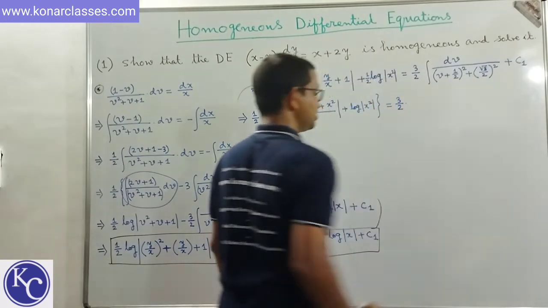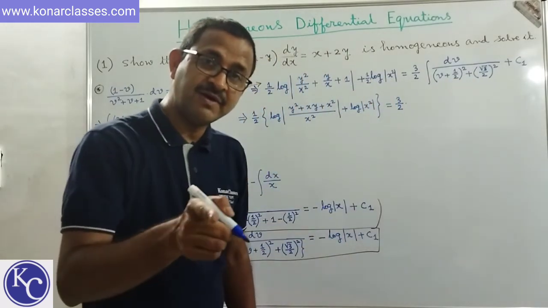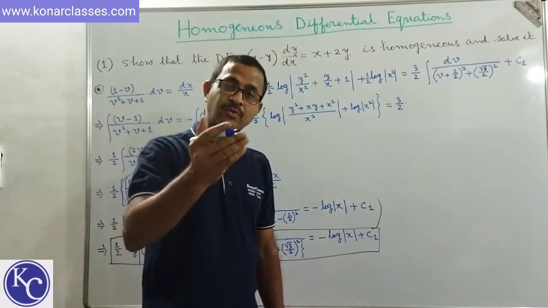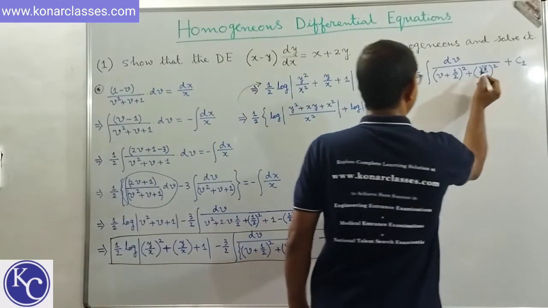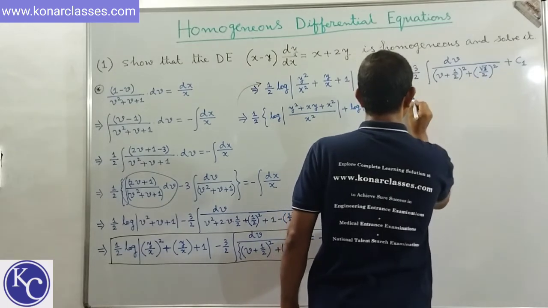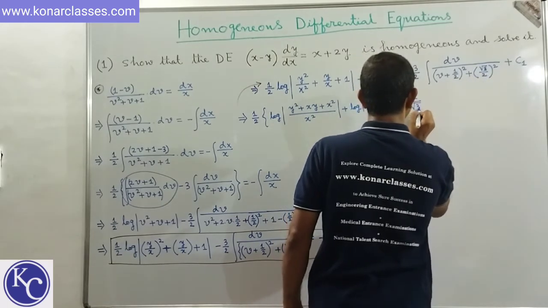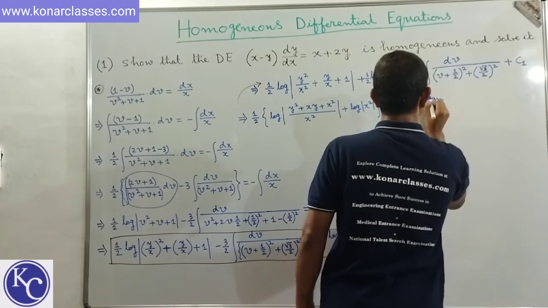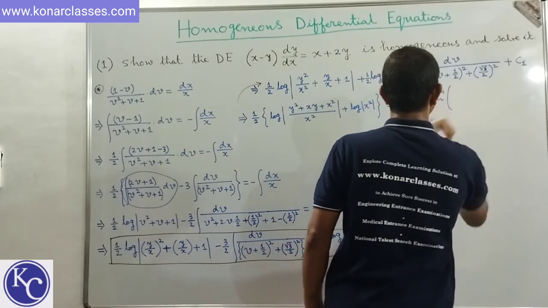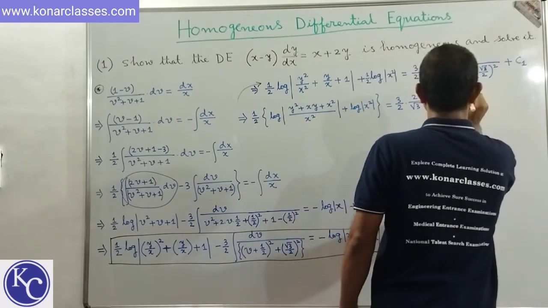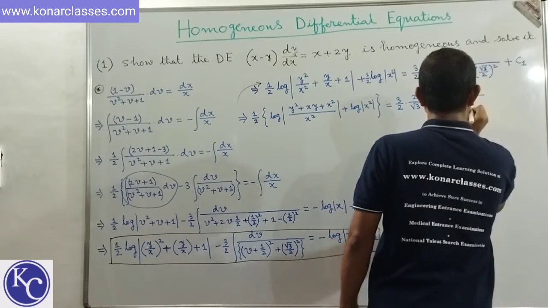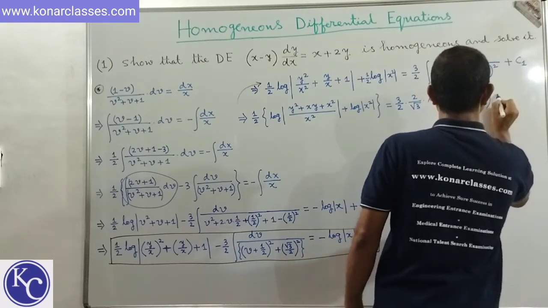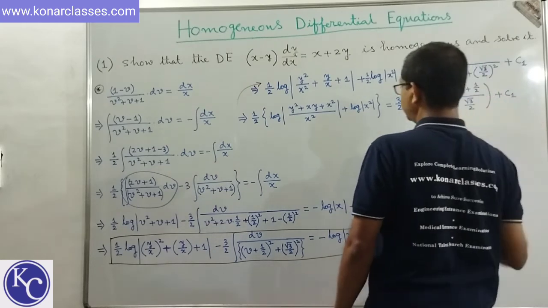What is this integration? Integration dx by x square plus a square is equal to 1 by a into tan inverse x by a. So 1 by a means 1 by root 3 by 2, that means 2 by root 3, correct, into tan inverse of x by a. X is what? v plus 1 by 2, divided by a, which is root 3 by 2, plus c1, correct.